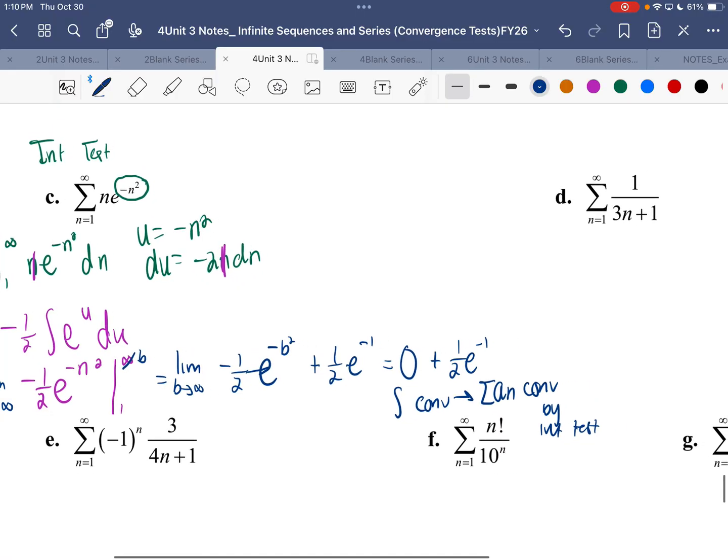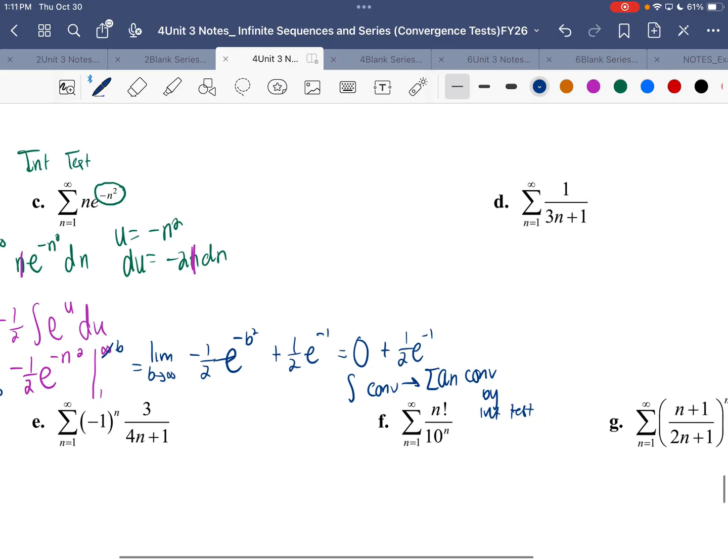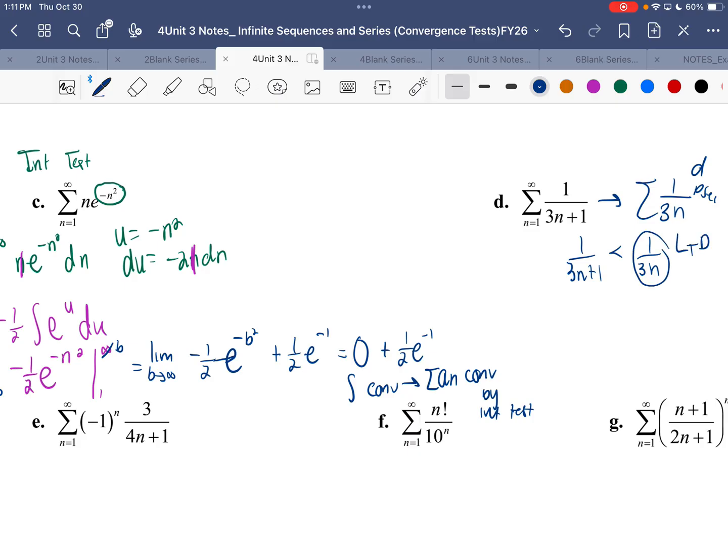Okay, D, what test would you use? Comparison. Could you do direct comparison? I'm comparing with 1/3n, which diverges by p series, right? And then direct comparison, so it's diverging. 1/3n plus 1, that would be bigger, so this is all smaller. And then this one is larger, that diverges, is not able to do direct comparison.